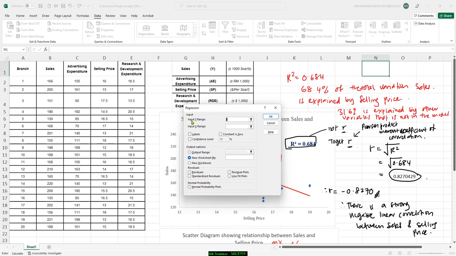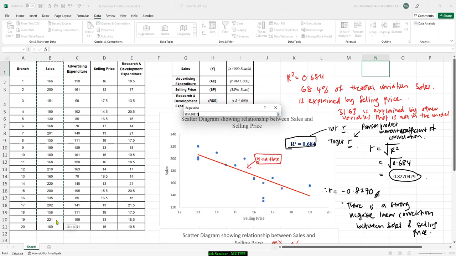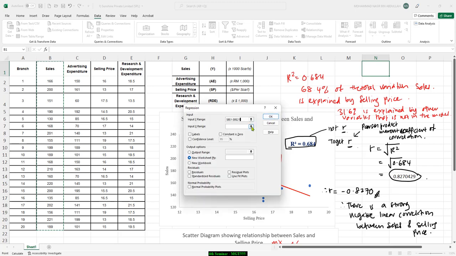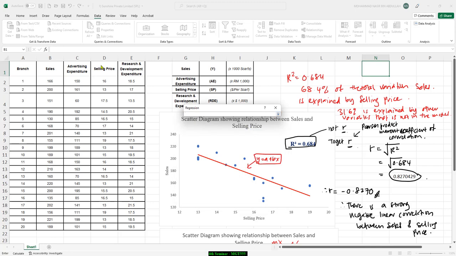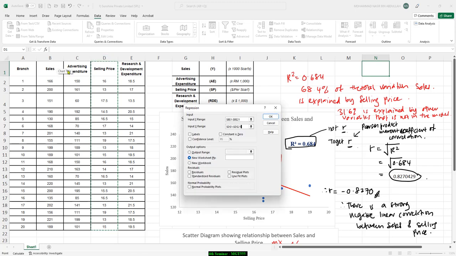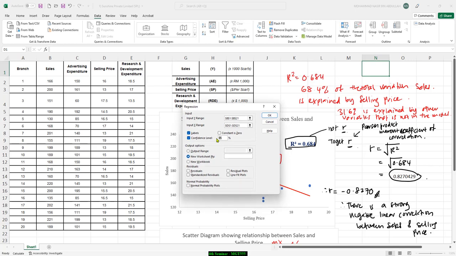So for input Y range, kita select Y is our dependent variable, sales. Kita select daripada sales sampai 20, so from B1 until B21, right? Input X range, kita masukkan range untuk X adalah selling price, from D1 until D21. Since we're including the labels dekat atas ni, kita check label, right? And then we also check confidence interval, make sure 95% confidence interval.